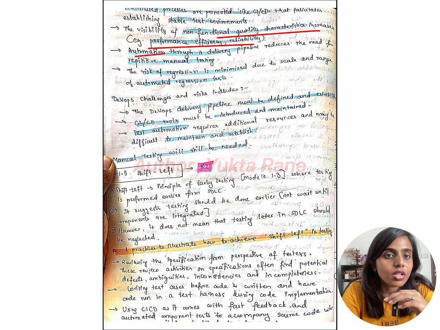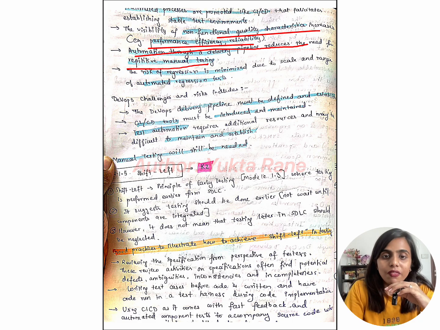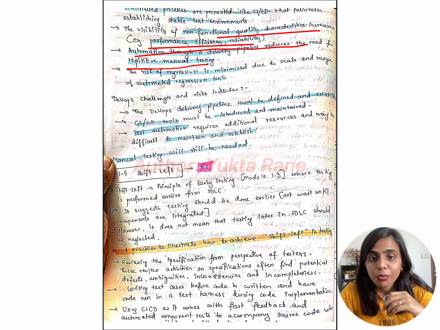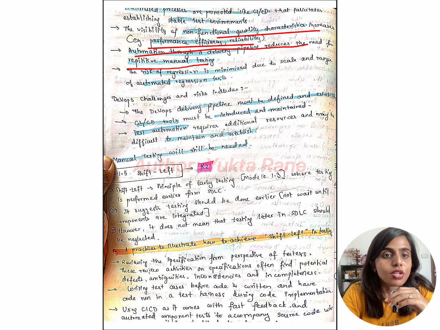So automation through the delivery pipeline reduces the need for repetitive manual testing. DevOps has made it very easy to have end-to-end automation, where they will be integrating the defect fixes or some new feature releases in the code, in the build. They will be building it, testing the build, and then releasing it to the testing team again.